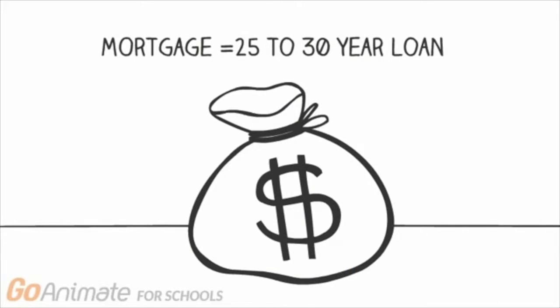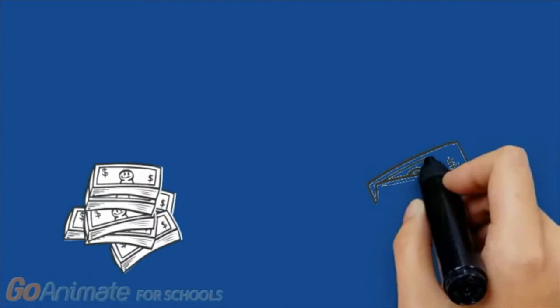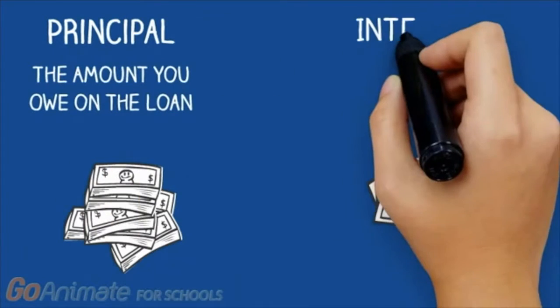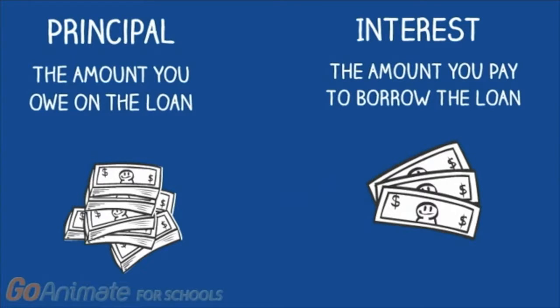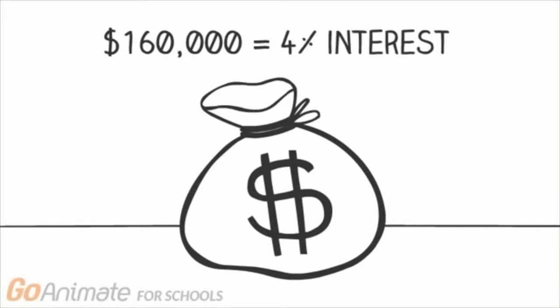Often a conventional mortgage is done on a 30-year loan or sometimes a 25-year loan. So you're paying back the mortgage over a long period of time. You're not just paying the mortgage though, you're also paying the interest on that mortgage. You'll see a term called principal, and that's the amount you owe on the loan, plus another term you'll see is interest, and that's the amount you're paying to borrow that money. So on a $160,000 mortgage, you may be paying 4% interest on that. That is calculated over a 25 or 30-year period.